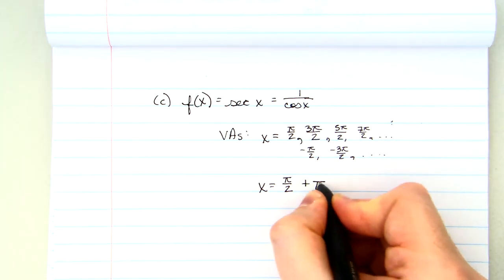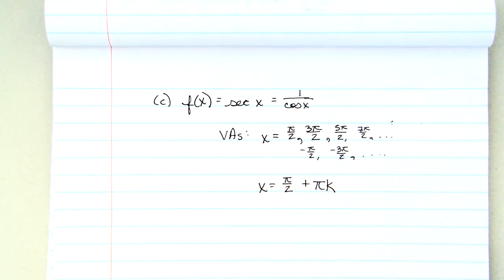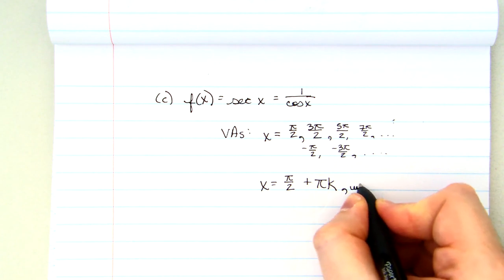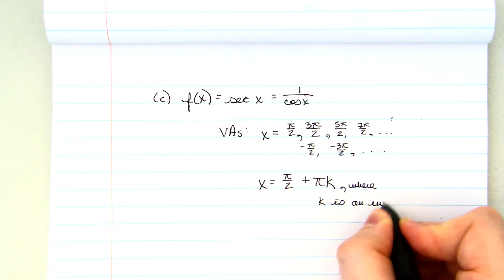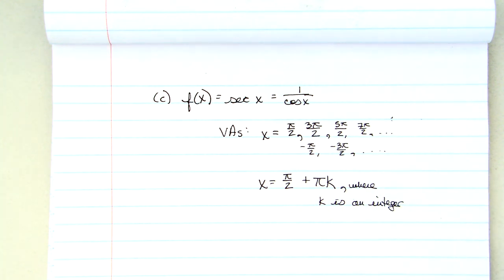Well, almost. K. Can K be absolutely any number? 1 pi, 2 pi, 3 pi, negative 1 pi, negative 2 pi, negative 2.5 pi, negative root 6 pi. All those are good? Okay. Where K is an integer is the correct answer.